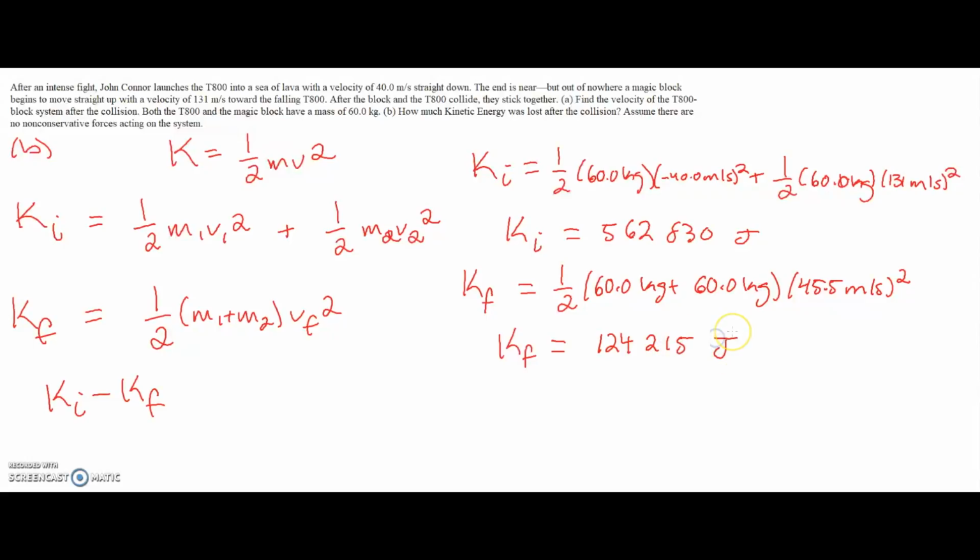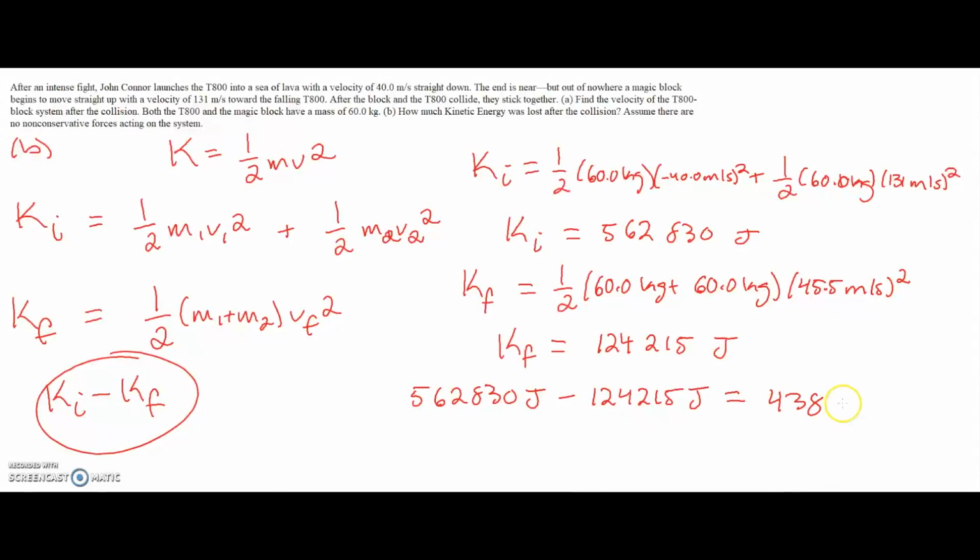124,215 joules. So now let's subtract the final kinetic energy from the initial kinetic energy, as we had said here. So if we subtract the two quantities, we're going to find that the amount of kinetic energy lost was 438,615 joules. So that is our answer for part B.